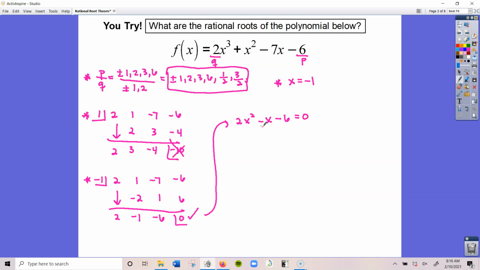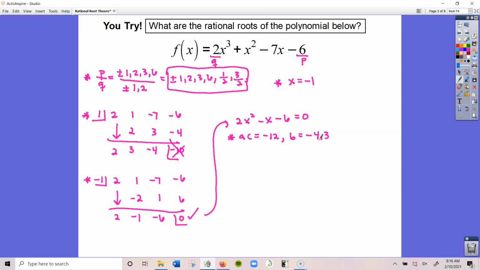Now to figure out the rest of your roots, you can do one of two things. You can either use the quadratic formula, because the quadratic formula gives you the roots, or you can factor using the AC method, which is usually my method of choice. So I'm going to factor using the AC method. So AC in this case is 2 times negative 6, so negative 12. And remember that then we have to find what two numbers multiply to give me negative 12, but add to give me B, which is negative 1. And those two numbers would be negative 4 and 3.